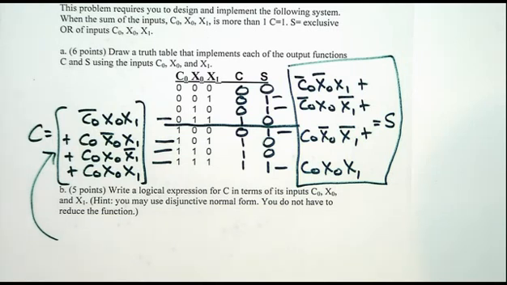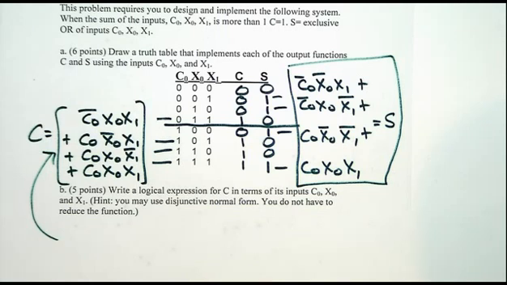Any questions on this one? So to answer the question, if I just see that it's not C times x0 exclusive or x1 plus C times x0 exclusive or x1, that is fine. You can write that. Anything that's logically equivalent will be fine.